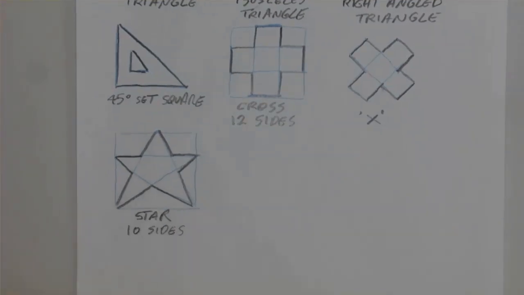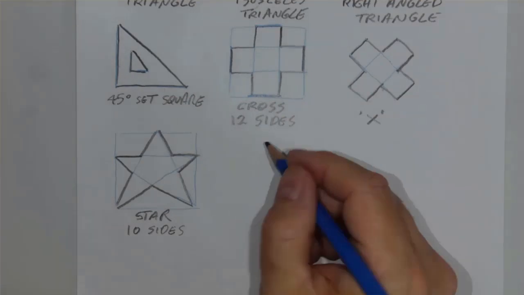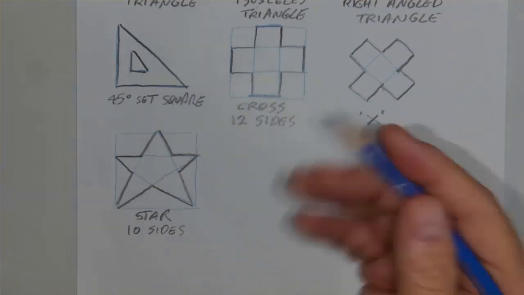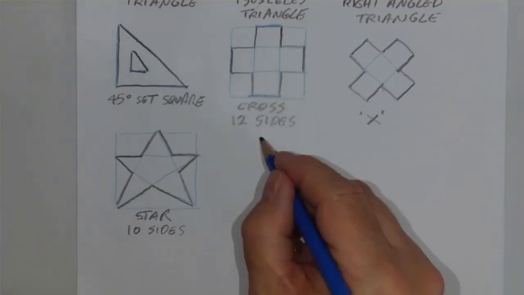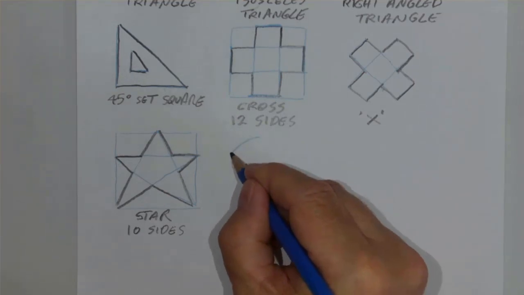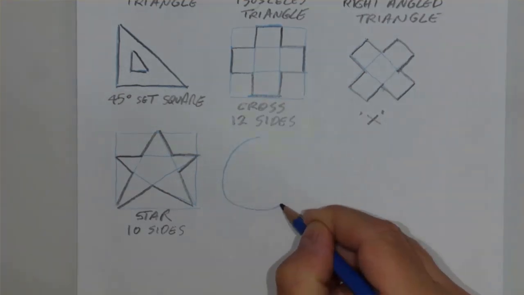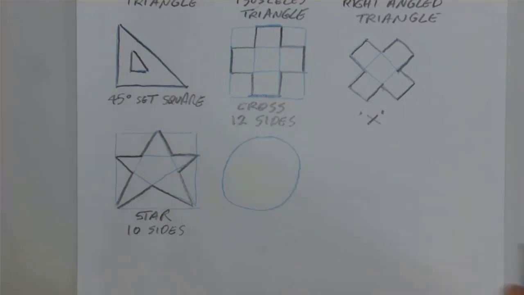Now the next one, we played with this shape before when we were looking at elements of design, so see how well I can make, well, a little wobbly, a circle.